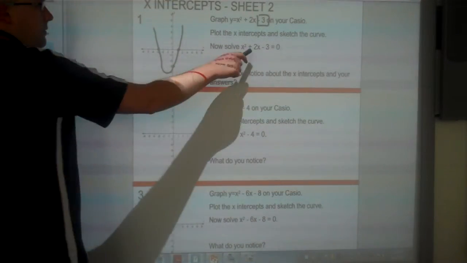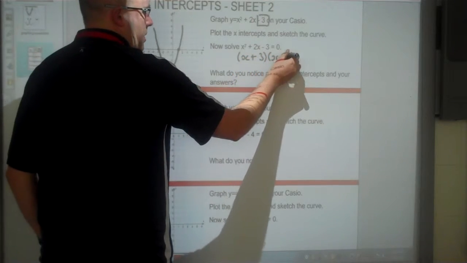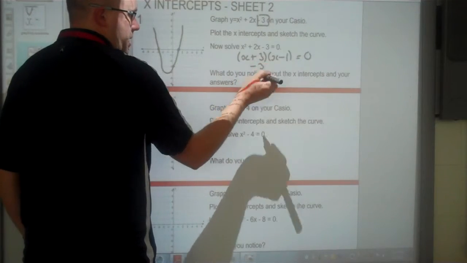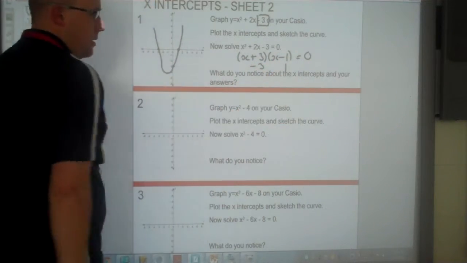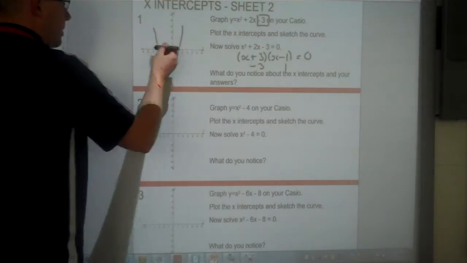Now it asks you to solve this using the method from chapter 10. So this would be x plus 3, x minus 1, and then if we do the opposite, so instead of positive 3, negative 3, instead of negative 1, positive 1. And the question asks us, what do you notice about the x-intercepts and your answers? And what you should notice is they are the same.